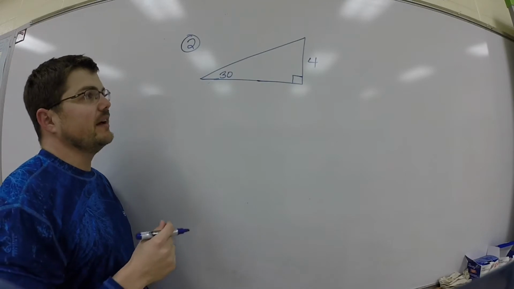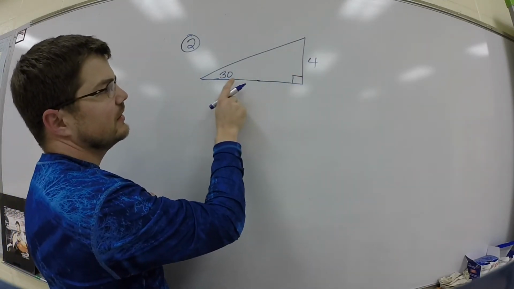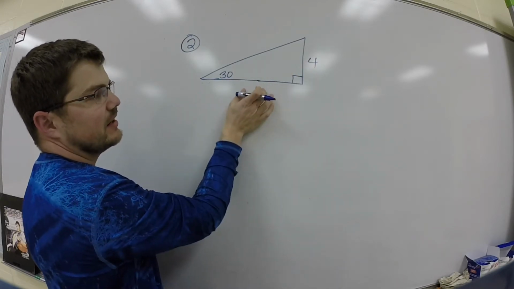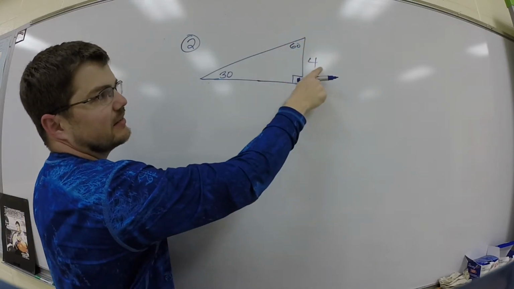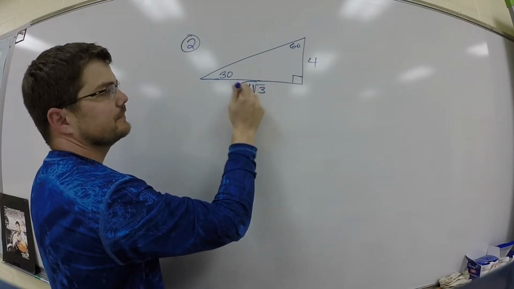Okay, number 2, we have another 30, 60, 90 triangle. They give us the side across from 30, which is x, and they want us to find this bottom side. Well, this is across from the 60, and it's x times root 3 again, so this will be 4 root 3.